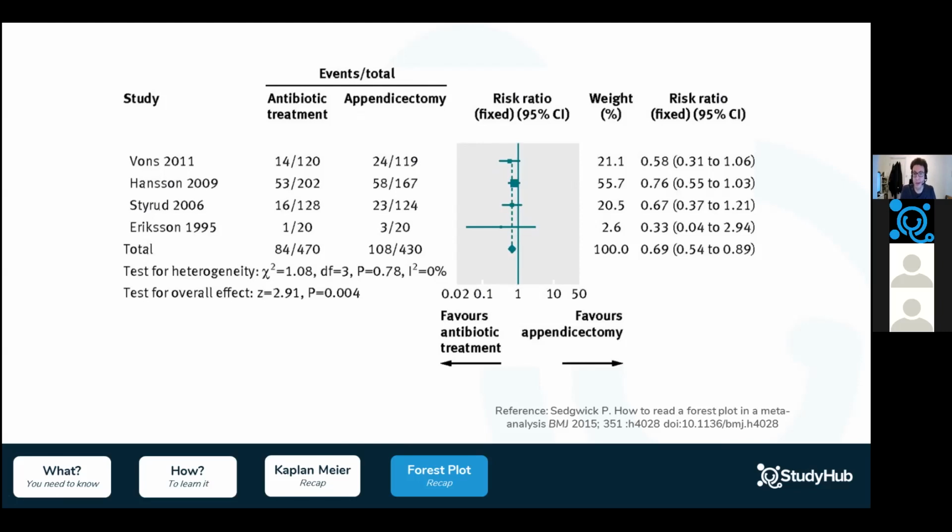Now, if people are interested, I can explain the other test statistics here and what these all mean, but I'm not sure if that's going to be useful information for you guys. If people want me to explain it, just say in the chat. Explain the test for heterogeneity.